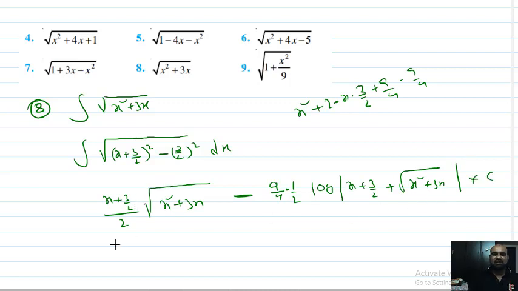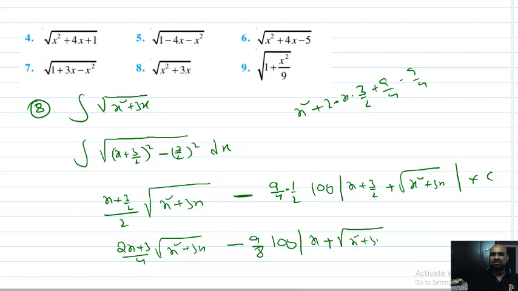Directly what I can say here, (2x plus 3) by 4 into root over x square plus 3x, minus 9 by 8 into logarithm of x plus 3 by 2 plus root over x square plus 3x, plus c. Actually, you need to write 3 by 2 there. Okay, I will write it. This is the answer for problem number 8. Similarly, you people can complete problem number 9. Okay?